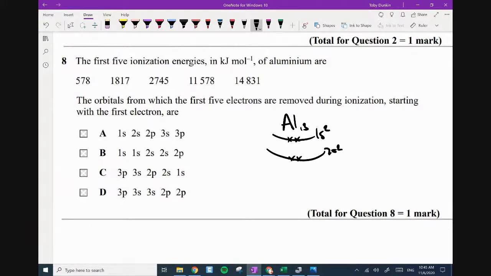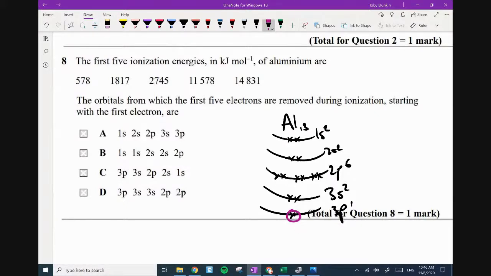2s2. 2p6. How does that give me? Gives me 10. 3s2. And 3p1. I like it. Cool. So there's aluminium. We're going to remove aluminium's electrons one at a time. So the orbitals from which the first 5 electrons are removed during ionization, starting with the first electron, are, right.